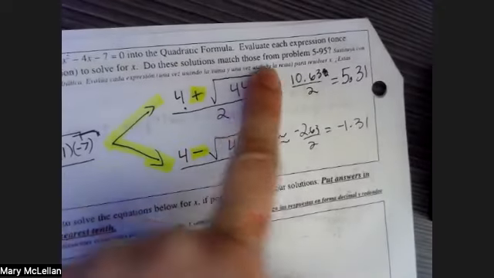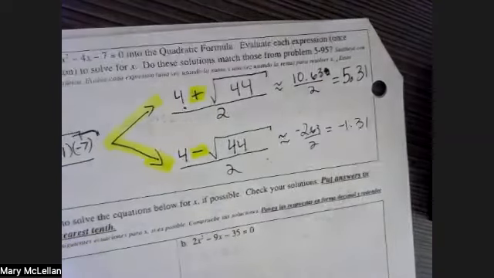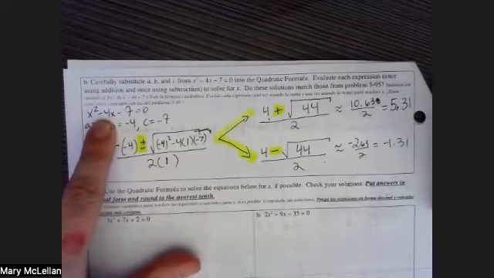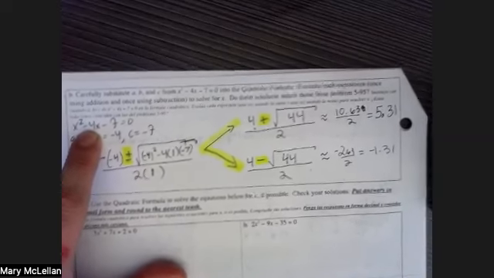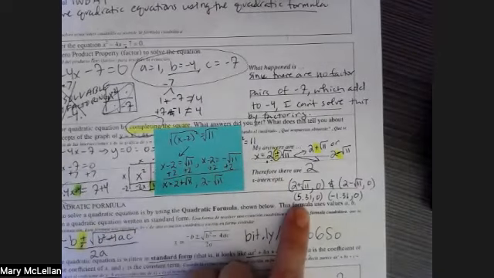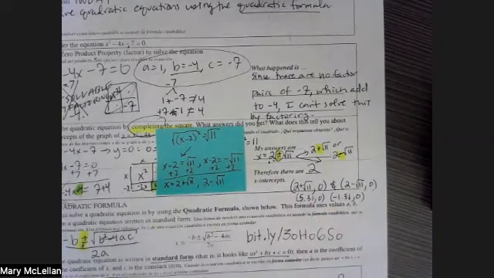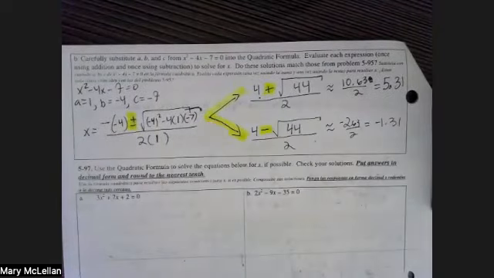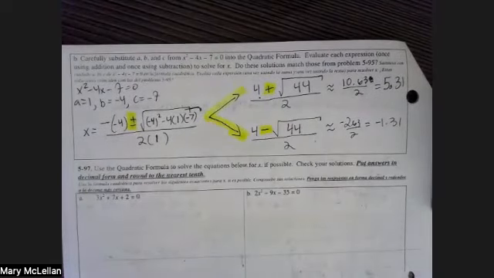So the last part of this question: do these solutions match the ones we got in question 5-95? I mean, we want them to, because I'm solving the equation x squared minus 4x minus 7 equals 0. So the solutions I get should be the same no matter what method I use. In 5-95, I used the method of completing the square, and I got 5.31, negative 1.31. I'm back here, and I used the method of the quadratic formula. Well, hey, I got the same answer. I have to get the same answer. Otherwise, the method doesn't work.